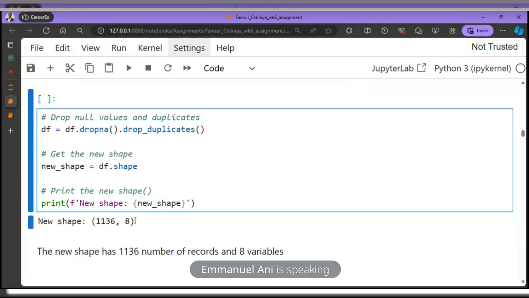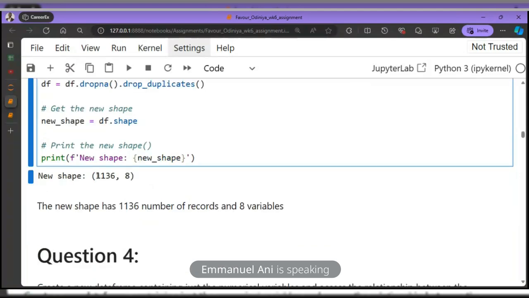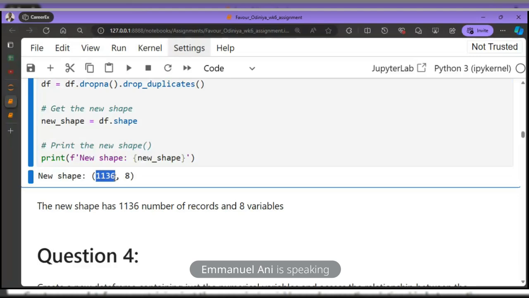So you can see after dropping it, you can see the shape here, 1137. So some rows have been dropped. We still have 8 columns, all right?